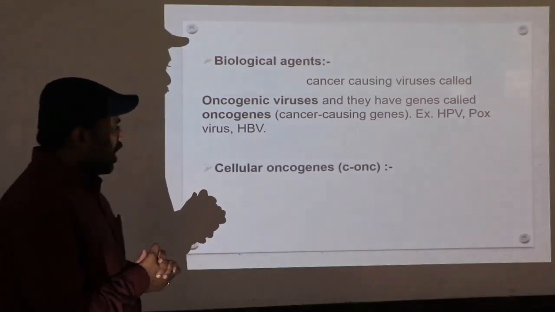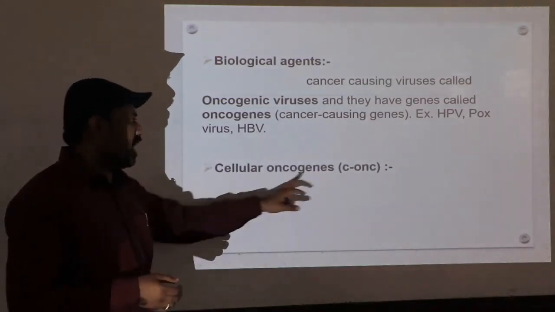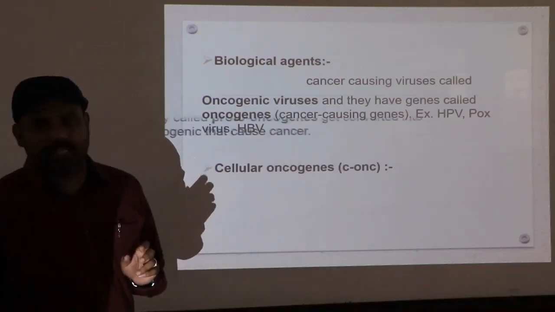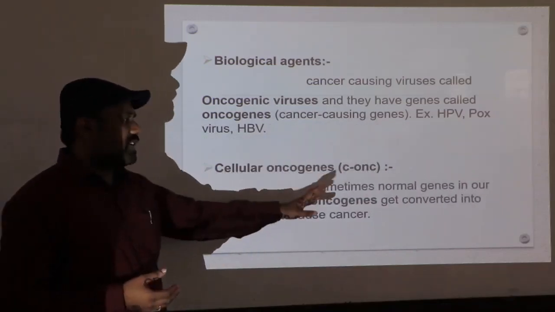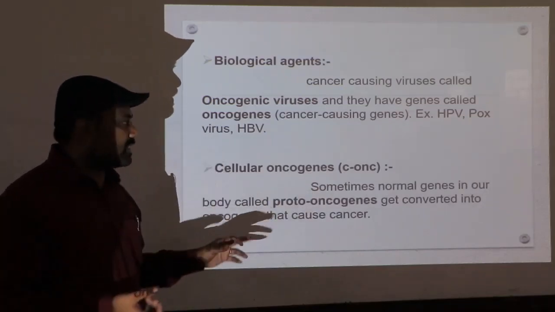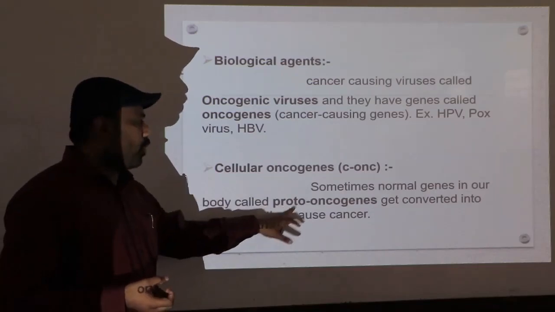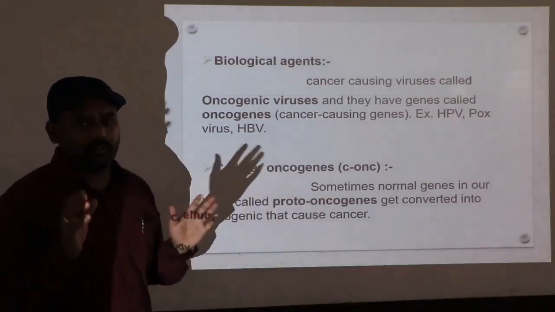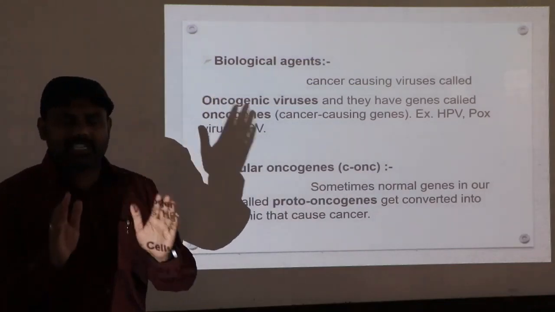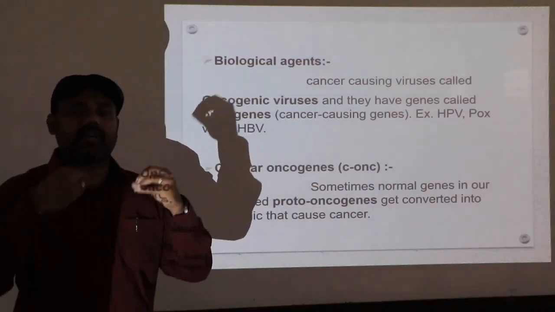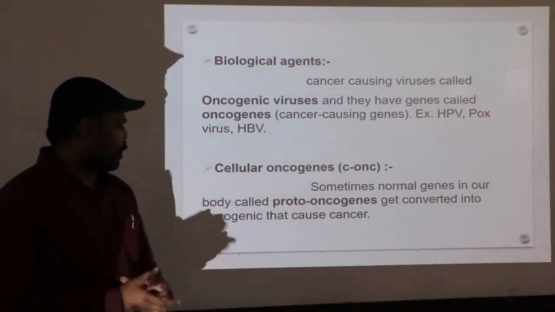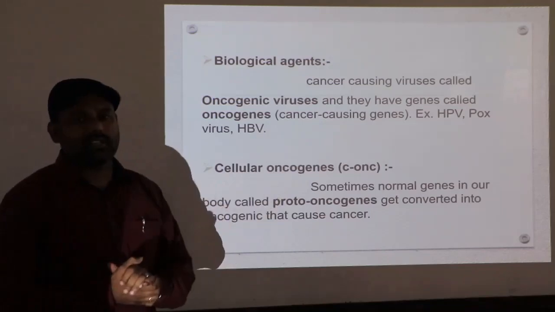Next, cellular oncogenes. Cellular oncogenes are simply called C-onc. In this case, sometimes genes in our body, called proto-oncogenes, are involved. Very important word, proto-oncogenes. Proto-oncogenes are normal genes which are present in our cells, and they get converted into oncogenes that cause cancer.